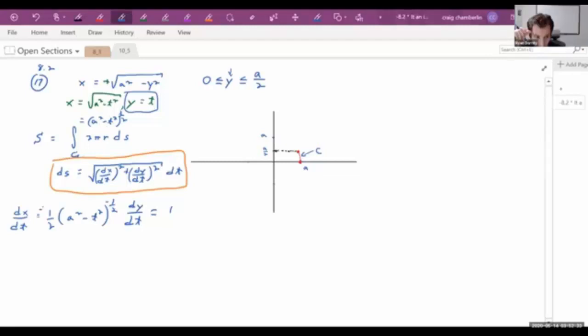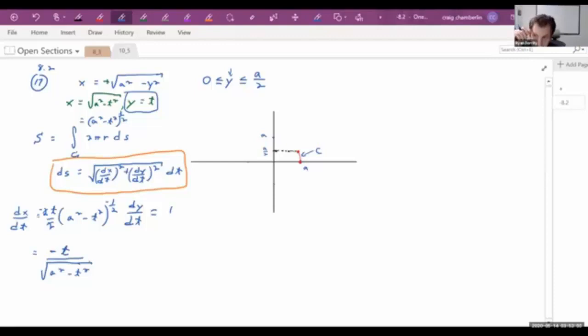Yeah. But then okay, I'll do some erasing, I guess. So minus 2t. Oh, but then the 2's cancel, don't they? So just what? Minus, and that negative will go away when we square it. So minus t, and then I guess I could write it like this, over the square root of a squared minus t squared. You guys buy that? Yeah. All right.